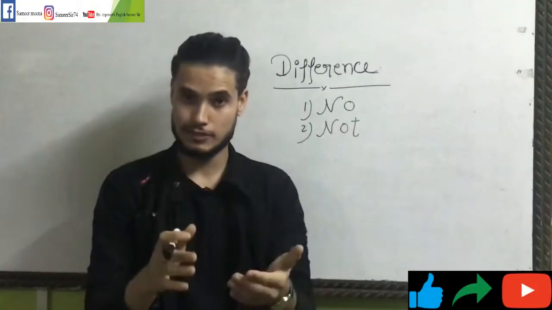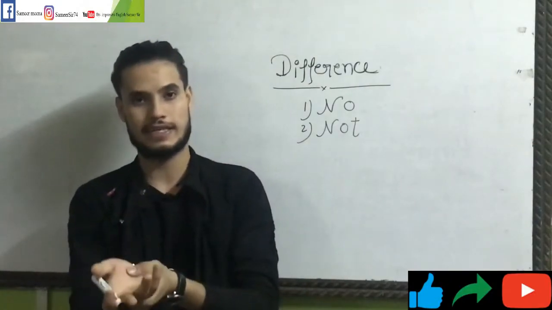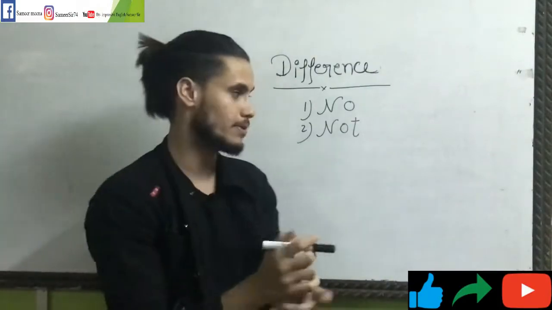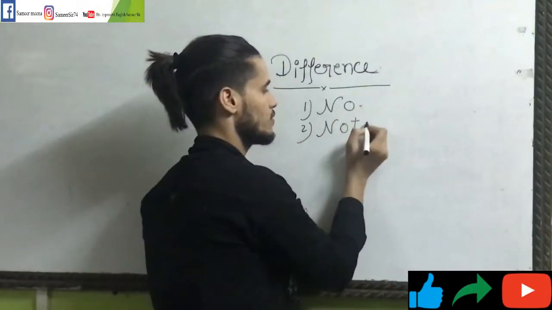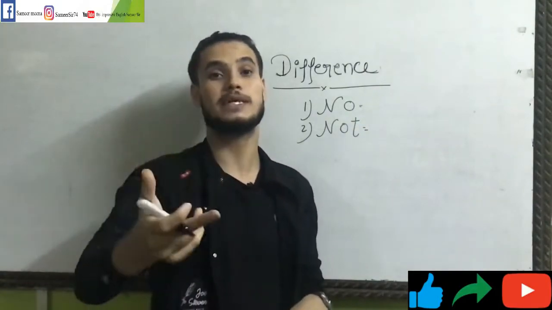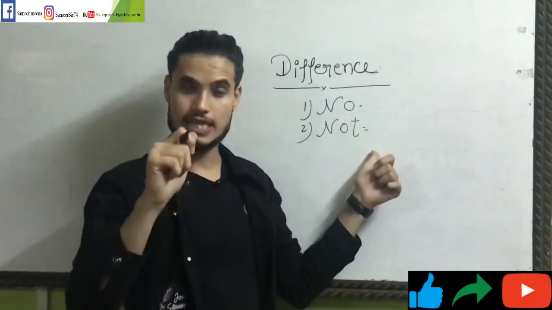First of all, I would like to make you understand with the help of English, and then if possible I'll try to make you understand in Hindi also, right? So let's begin this chapter. There are two words written on the board. First is no, second is not. First of all, try to speak the correct pronunciation, and that is no and not.